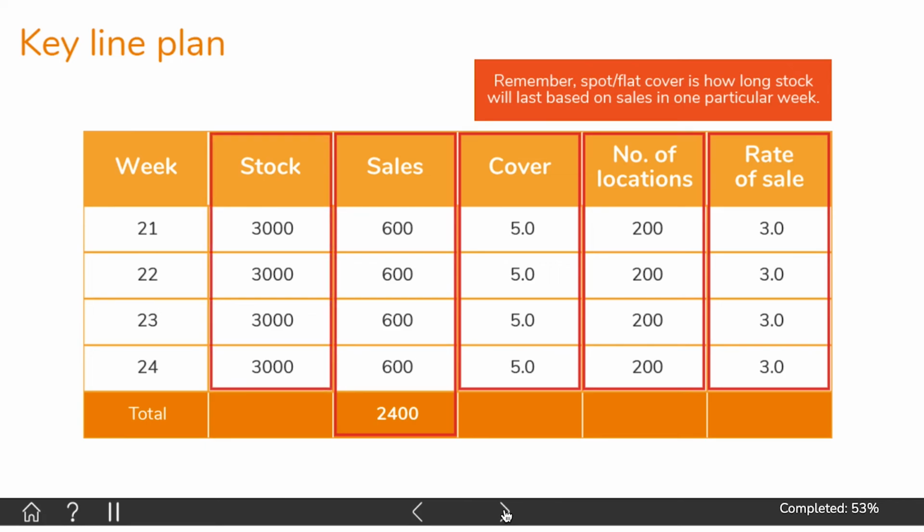Your weekly stock requirement is therefore calculated at 3,000 units, 600 sales times 5 weeks cover.